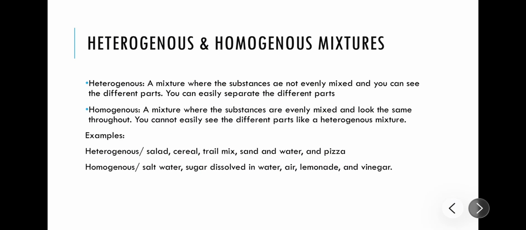Heterogeneous and homogeneous mixtures. A heterogeneous mixture is a mixture where the substances are not evenly mixed and you can see the different parts. You can easily separate the different parts. But a homogeneous mixture is a mixture where the substances are evenly mixed and look the same throughout. You cannot easily see the different parts, like in a heterogeneous mixture.